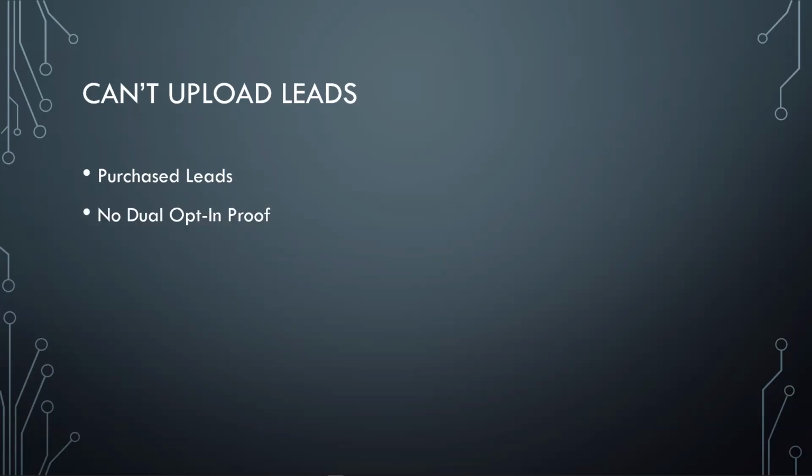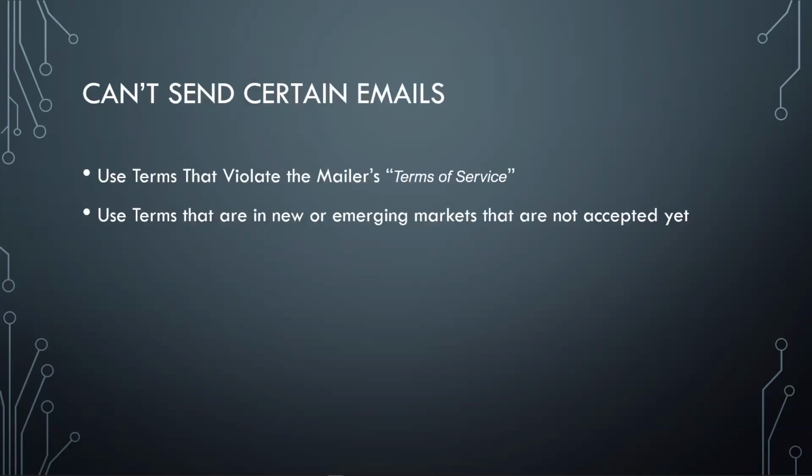The next thing is, if you don't have dual opt-in proof, that's one of the things that the bulk mailers would like you to have, or you have too many leads, so it's no longer cost effective. I'll get into that a little bit later, but it can cost quite a bit as you add more and more leads into any one of the canned systems.